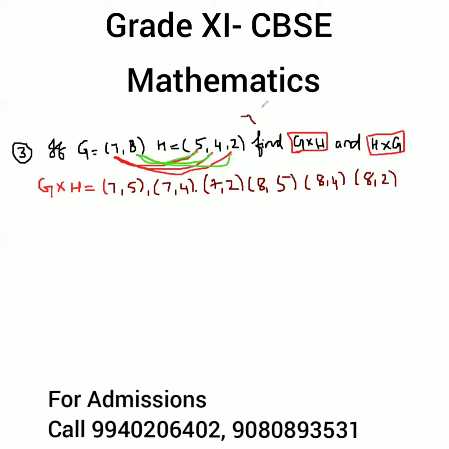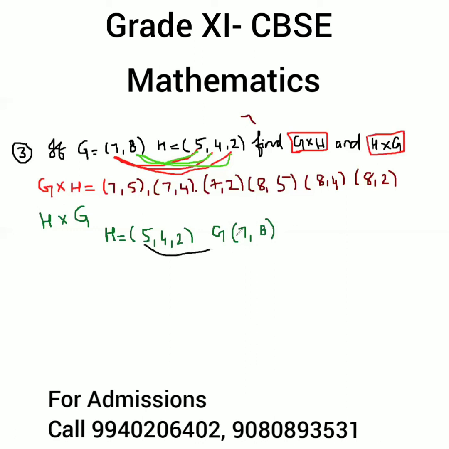Next, in the question they have asked to find out H into G. For H into G, I have to take H as the base. I will write the question. H is equal to 5 comma 4 comma 2, and G is 7 comma 8. When I take H as the base, what will be my answer?